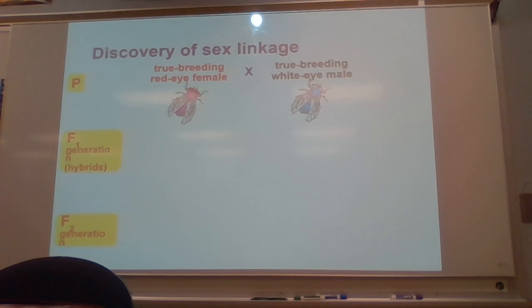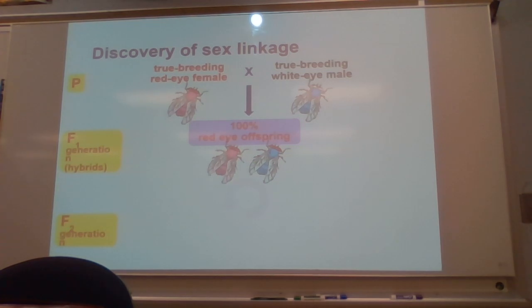All red eyes, yep, and that is what happened. 100% red eye offspring. All the males and all the females have red eyes. What ratio would you expect then when we cross those F1 generation? You have a dominant recessive trait and you cross two heterozygous parents. What's the phenotype ratio? 1 to 2 to 1? Well, genotype's 1 to 2 to 1. Phenotype is 3 to 1, right? So you would expect a 3 to 1 ratio.